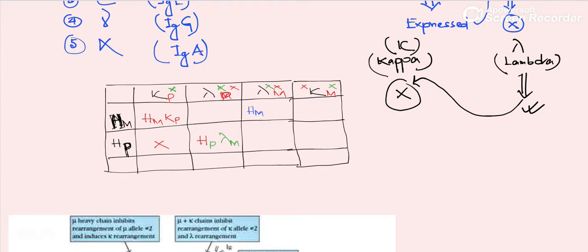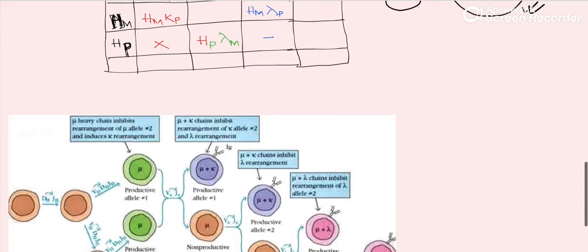heavy chain, and in the similar way, suppose gamma came from the paternal part, so there should be no maternal gamma, maternal kappa, paternal kappa, and three are absent, and similarly paternal heavy chain should be absent. So such kind of expression we can find here.